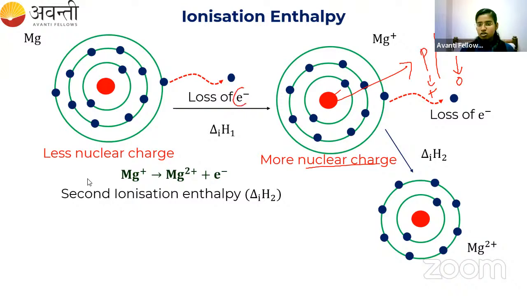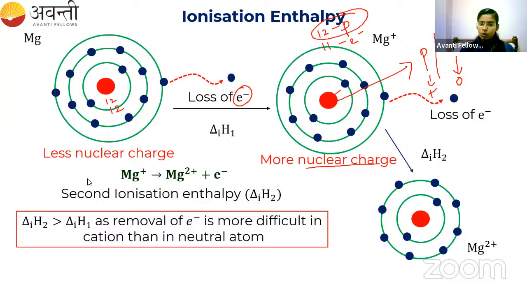Since we are removing an electron here, one electron is getting removed, but the proton number will remain the same. Here I will have 12 protons and 12 electrons in case of magnesium. But in case of Mg+, I will have 12 protons but only 11 electrons. So the nuclear charge is more, and more energy is required to remove the electron from the system which has more nuclear charge. So the second ionization energy will be more compared to the first ionization energy.